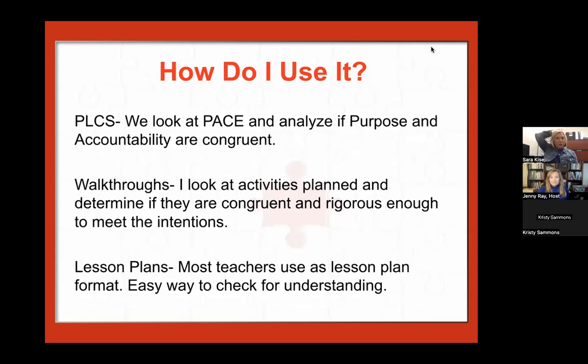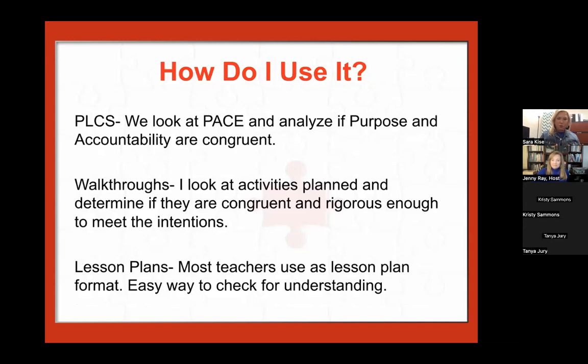So how do I use it? And I kind of already talked about this. PLCs, we look at PACE, we analyze if purpose and accountability are congruent. And a lot of times I have teachers jot down their PACE. My PLCs are K through second, third, fourth, and fifth, and sixth, seventh, and eighth. So I have a combined at different grades because they bring their PACE. We sit and look at it with a different grade level. So I may have a first grade teacher looking with a second grade teacher. And so we look to see if that is congruent or not.